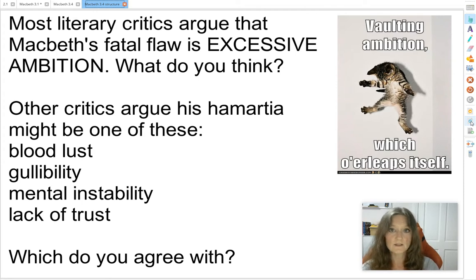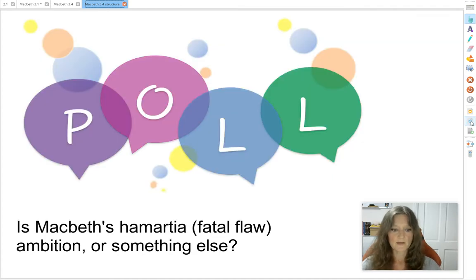You could argue that King Duncan's tragic flaw is he just trusted everybody. He had so much trust. So Duncan was kind of gullible as well. But whilst Macbeth's gullibility is linked together with no trust in anybody, Duncan's gullibility was linked into the fact that he believed everybody, trusted everybody. Okay, so have a little think about which of those you agree with. Is Macbeth's hamartia his fatal flaw? Is it ambition, or do you think it's something else?